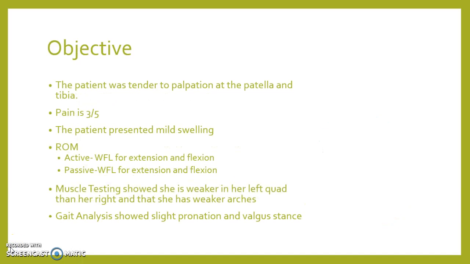Under the objective portion of the note, the patient was tender to palpation at the patella and tibia. Pain is rated 3 out of 5, and the patient presented mild swelling at her left knee. As for her range of motion, active and passive are within functional limits for extension and flexion, however not within normal limits. Muscle testing showed that she is weaker in her left quad than her right, and that she has weaker arches. Gait analysis showed that slight pronation and valgus stance is present.